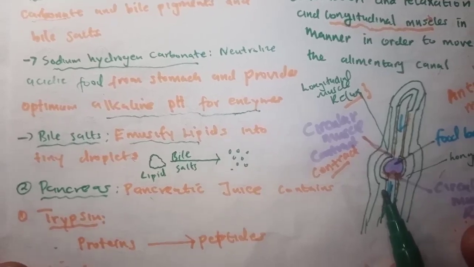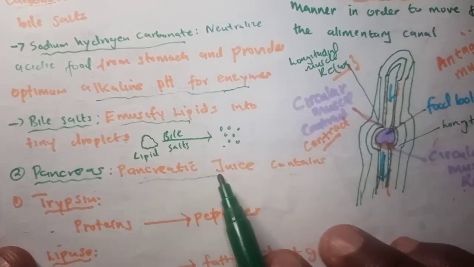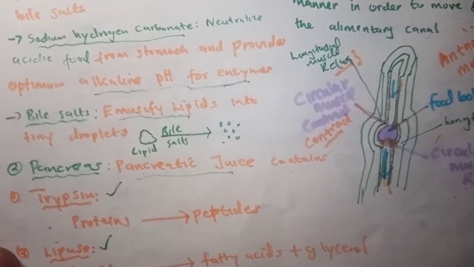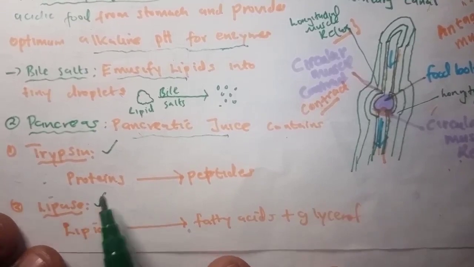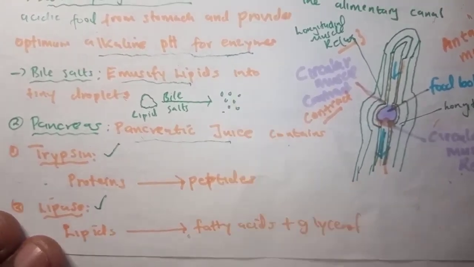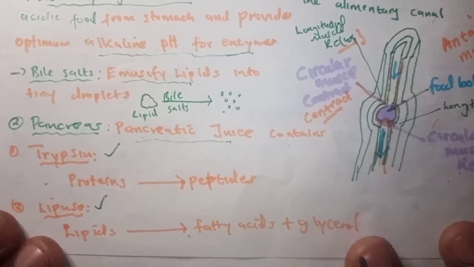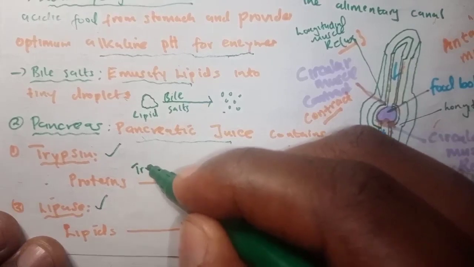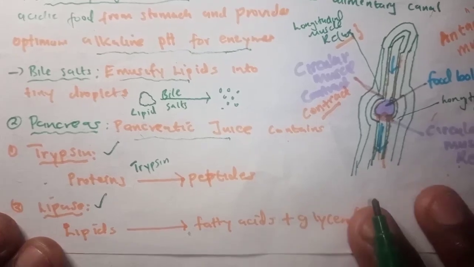Then the other thing, now you have the pancreas. The pancreas will secrete a juice called pancreatic juice, and this pancreatic juice contains two enzymes. It contains trypsin and lipase. So trypsin works on the proteins. It continues the digestion of proteins. Remember, the digestion of proteins started in the stomach by the action of pepsin. So trypsin in the duodenum continues the digestion of proteins into peptides.